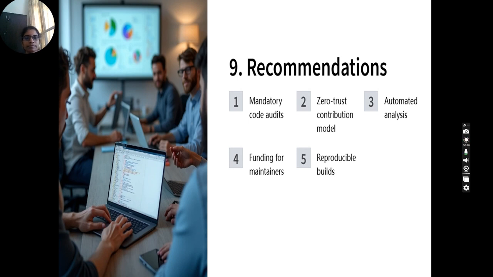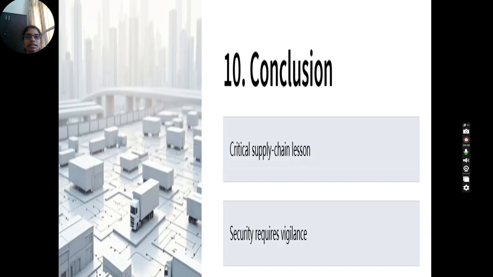And coming to the conclusion, the xz Utils backdoor incident shows how fragile the global open source ecosystem can be. A single unnoticed change in a widely used project could potentially compromise the entire world's infrastructure. To avoid such disasters, we must combine strong technology, governance, and continuous vigilance.